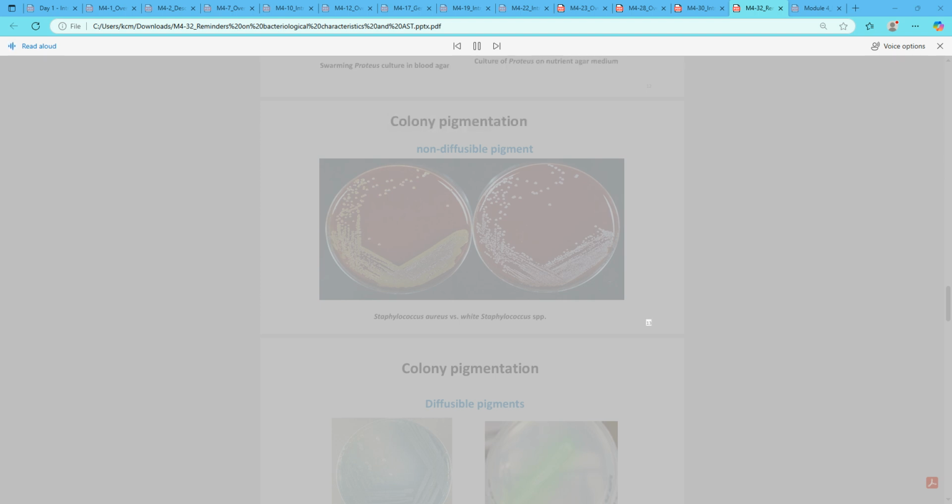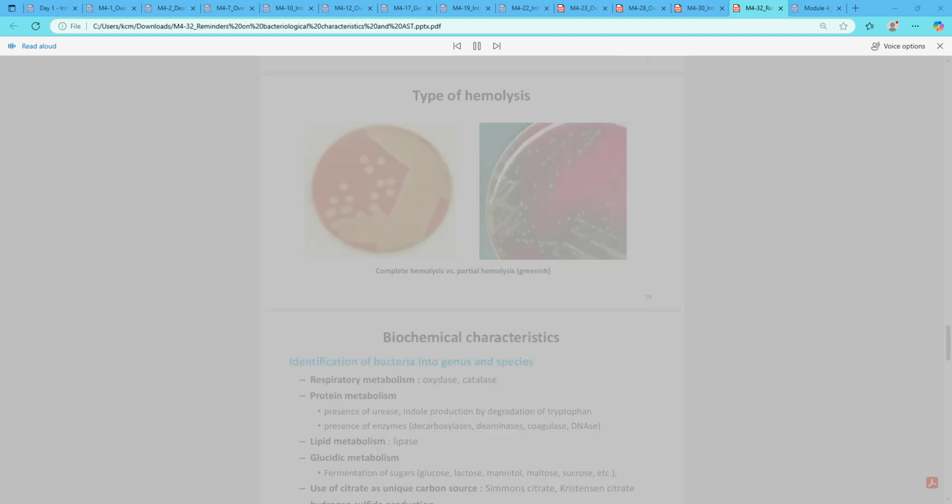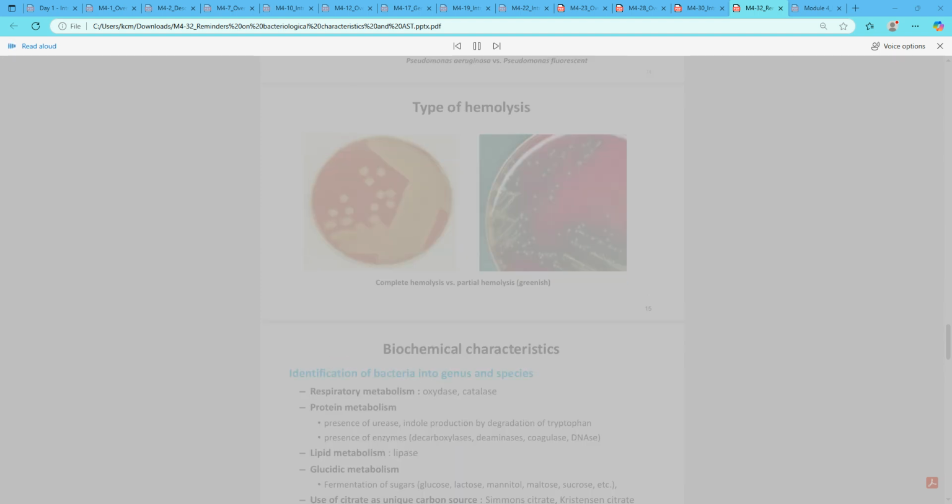Colony pigmentation: non-diffusible pigment, Staphylococcus aureus versus white Staphylococcus spp. Colony pigmentation: diffusible pigments, Pseudomonas aeruginosa versus Pseudomonas fluorescens. Type of hemolysis: complete hemolysis versus partial hemolysis, greenish.